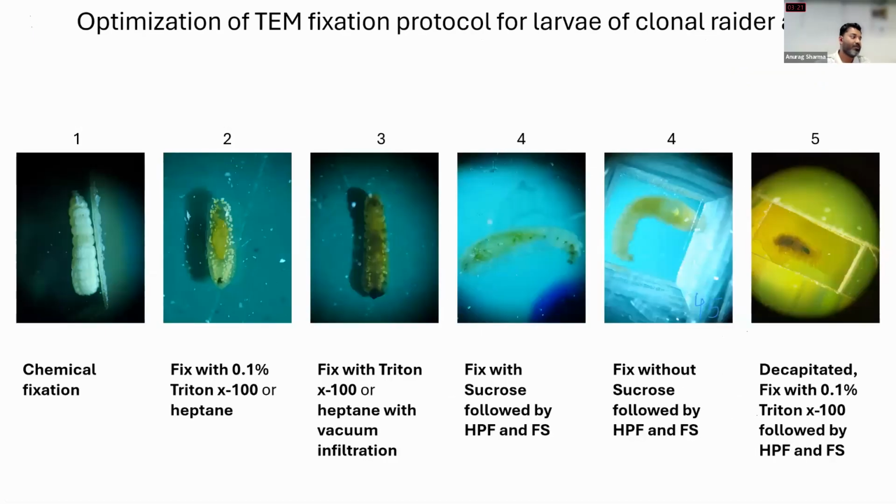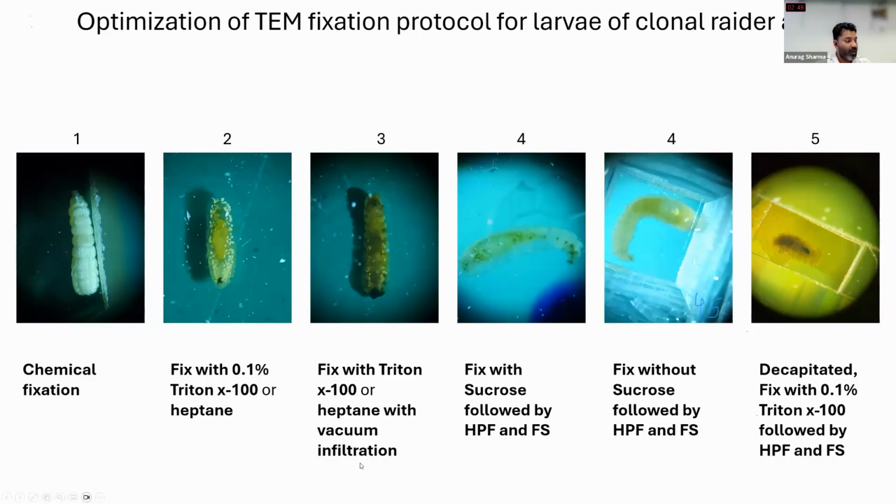So these are the outcomes. We did the chemical fixation first time. You see nothing worked. There is nothing black in here. We fixed with the 0.1% Triton X100 or heptane. This was the result. All these white things you can see inside the larval body are the oil droplets or oil bodies, actually the fat bodies. They should have been black if the solution was in. So we knew that it didn't work.